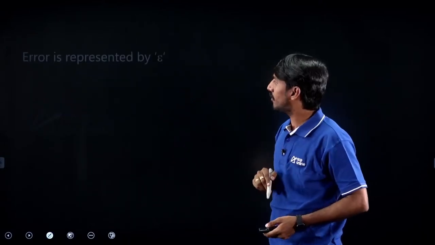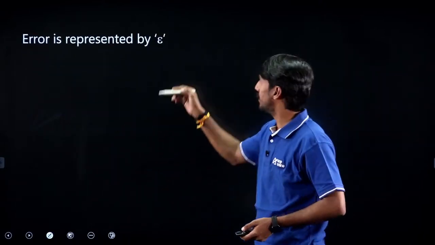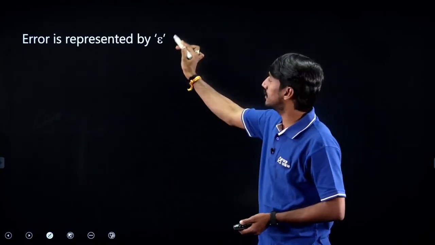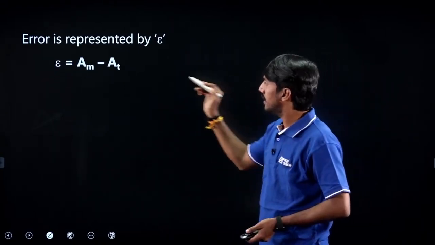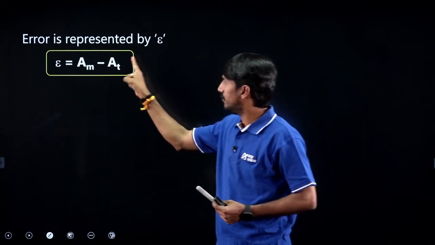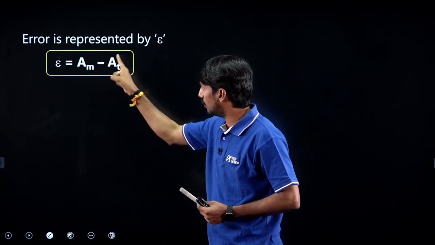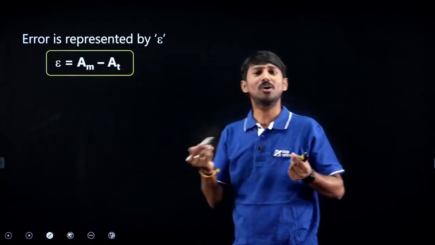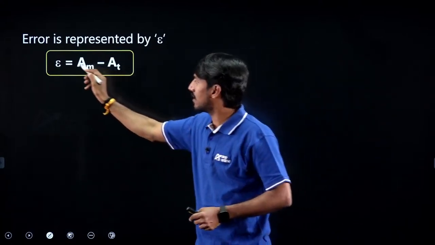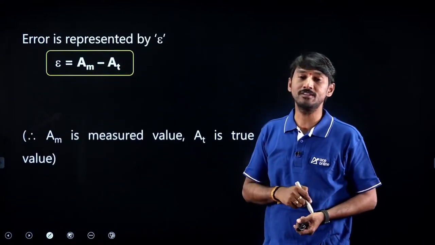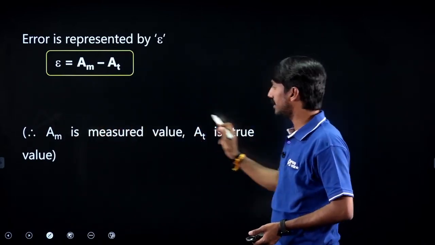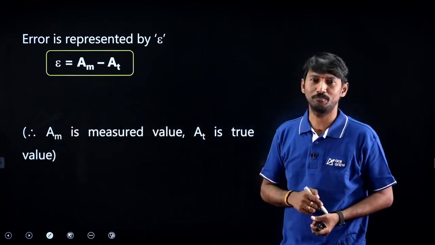Okay. Now, sir, what is the error representation? Error is represented with epsilon. And the error formula is AM minus AT. What is that? The difference between measured value and true value is called error. So therefore, in the entire measurement subject, the error formula is AM minus AT. What is AM? Measured value. AT is true value. Very, very simple.